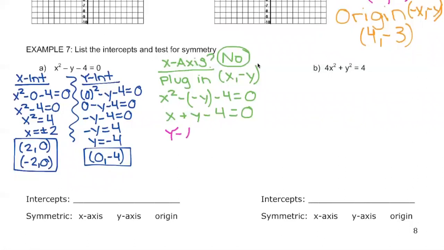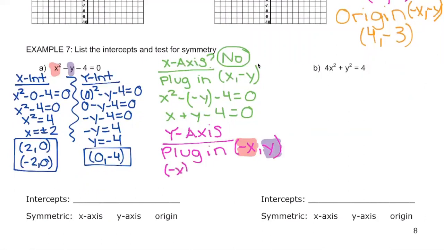For y-axis symmetry, and this is something you need to know, you're going to plug in negative x, positive y. So again, what you're doing is we're taking negative x and plugging that in place of x. And then we're taking y here and plugging that in for y here. So what it's going to end up looking like is we're going to plug in, since I'm plugging in a negative x, I'm going to use parentheses, minus, I'm plugging in a y, minus 4 equals 0. And I'm going to simplify it and see if it's the same as the original equation.